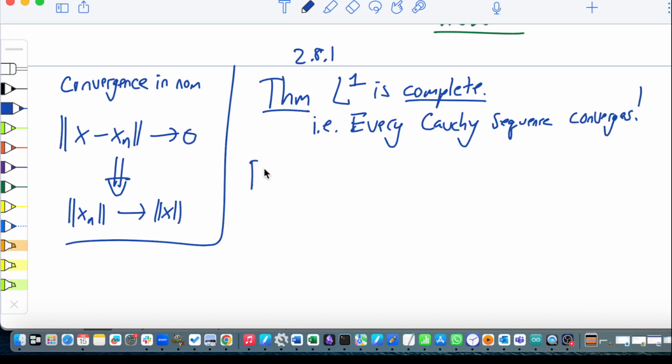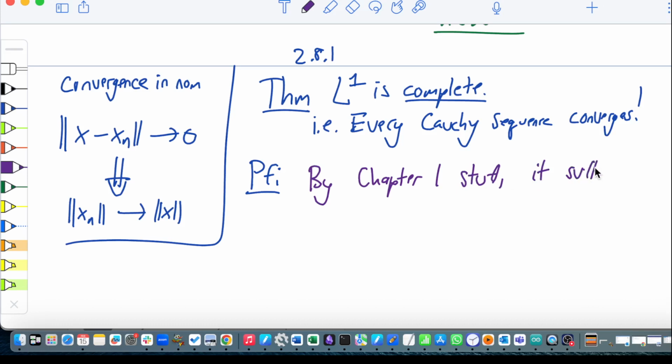Here's the proof. By chapter 1 stuff, it suffices to show every absolutely summable sequence converges.